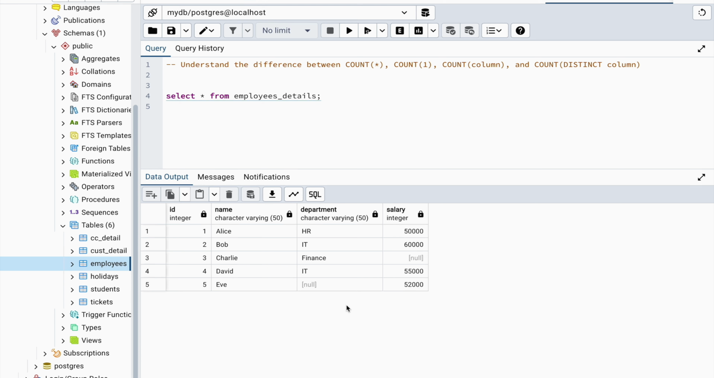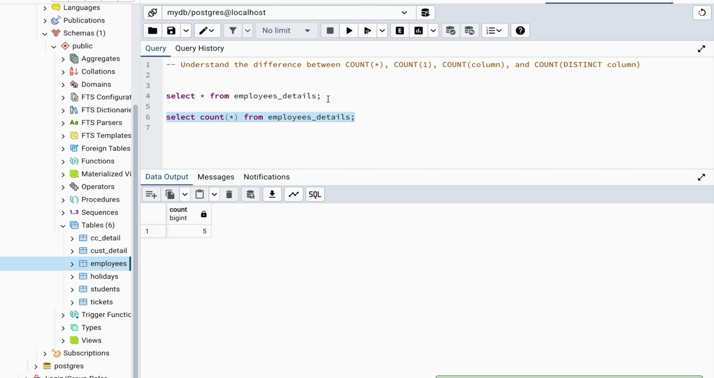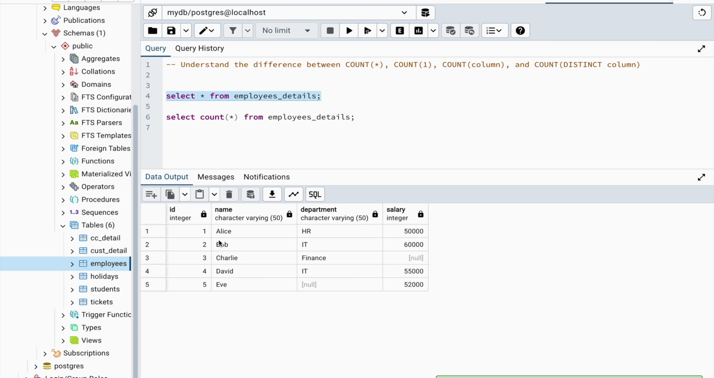Okay, let's start by looking at what count star does. For that I would be using the same query and simply do count star here. So it has written 5. If we look at the table, there are 5 rows. Count star just simply returns the number of rows we have in the table. It also takes into consideration the null values. So suppose there was one other row which had just null values, it would have given you 6 as the output.